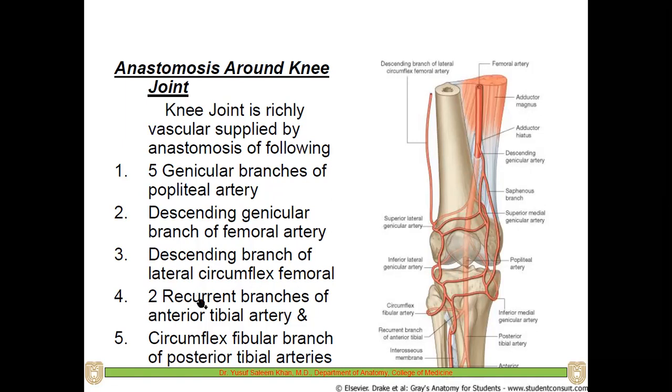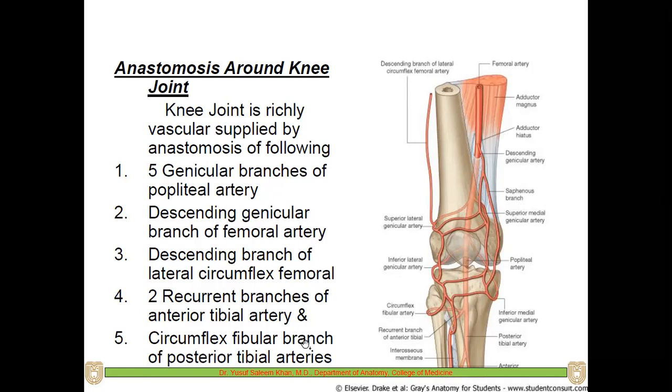Then it also gives two recurrent branches. Recurrent branches means they go up. They don't descend downwards like the other arteries, which are all descending. Here they go back, so these are called the recurrent branches. So, two recurrent branches of the anterior tibial artery. Here you can see the recurrent branch of the anterior tibial artery. This is the anterior tibial artery, and it is giving the recurrent branch. As you know, the popliteal artery divides into the anterior tibial as well as the posterior tibial.